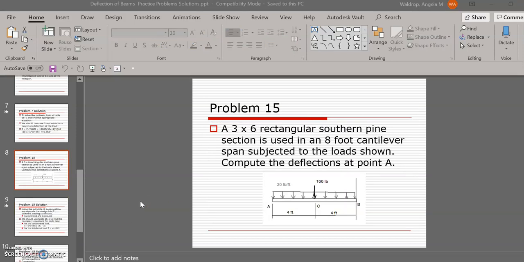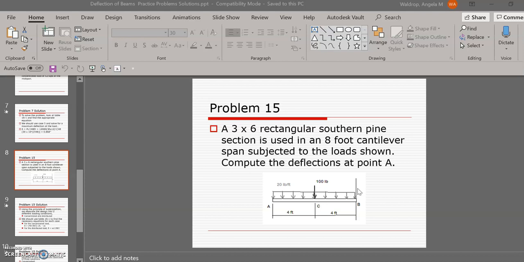Now the last type of problem is superposition. This is for problem 15. If you take a look at this, you'll see that there's a picture that's drawn. I've got a cantilever beam. It's got a load that's kind of at the center, and then I also have a distributed load. There's no one direct case that will satisfy every condition here.